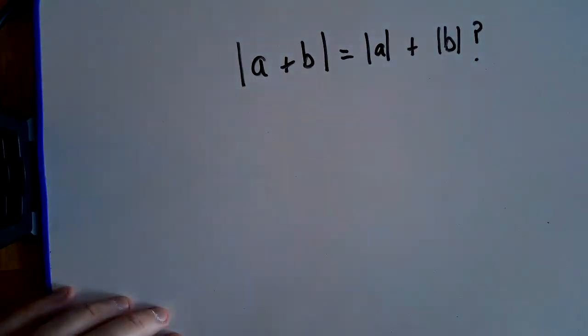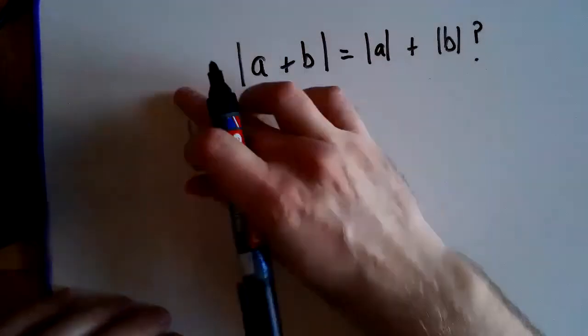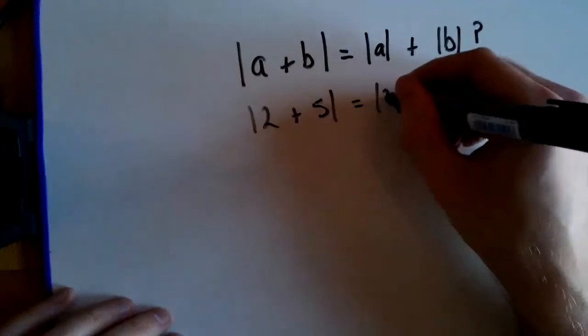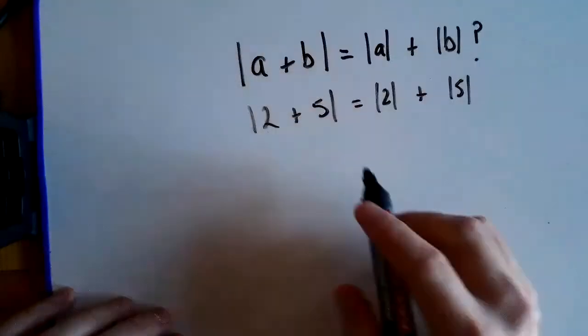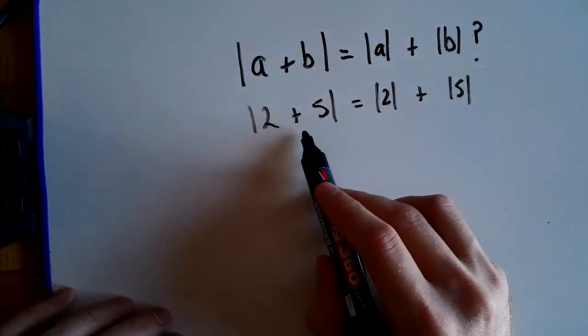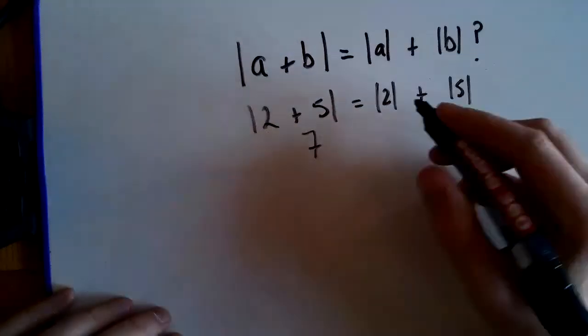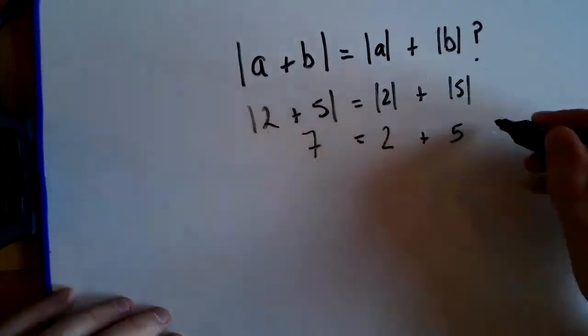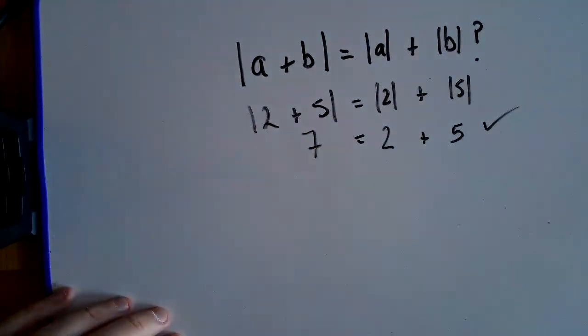So to test it, let's try some numbers. So let's try 2 and 5. Well, 2 add 5 is 7, and the modulus of 7 is 7. Modulus of 2 is 2, modulus of 5 is 5, 2 add 5 is 7. So it looks like it works.